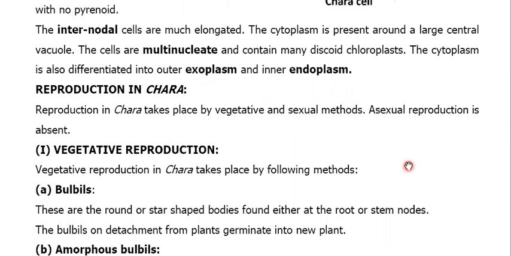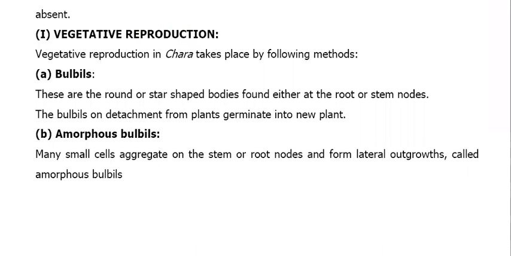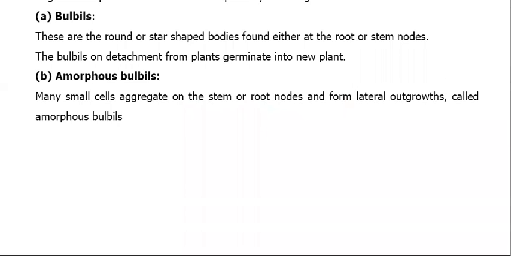कारा के अंदर जो रिप्रोडक्शन है वो वेजिटेटिव ज़्यादातर होती है, जिसमें बल्बिल्स प्रोड्यूस होती हैं. बल्बिल्स क्या होते हैं? These are the rounded or star-shaped bodies found either at the root or stem nodes. The bulbils on detachment from the plant germinate into a new plant body. Then amorphous bulbils: many small cells aggregate on the stem or root nodes and form lateral outgrowths called the amorphous bulbils.